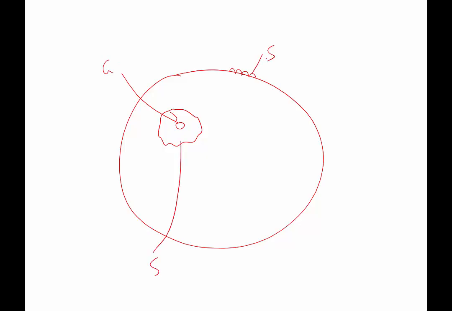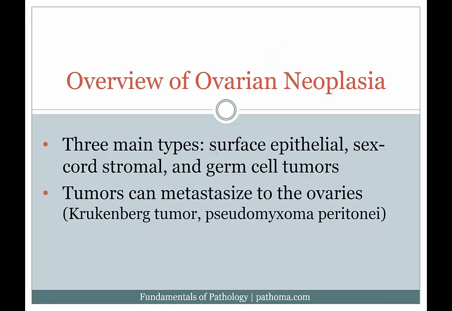So it's not hard to understand that you can get tumors of all three types of tissues. If you get a tumor of the surface epithelium, you can get surface epithelial tumors. Tumors of the germ cells, you can get germ cell tumors. If you get tumors of the stroma, you can get sex cord stromal tumors. So I think with that basic framework in mind, we can go back and review what's in your text. So again, like I mentioned, three main types: surface epithelial tumors, sex cord stromal tumors, and germ cell tumors.